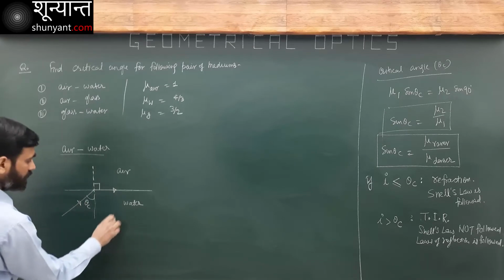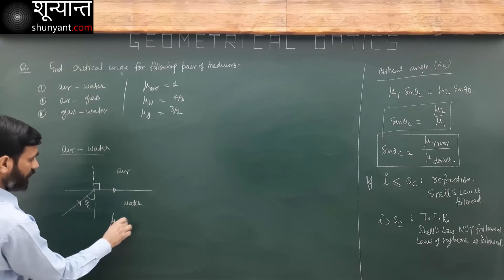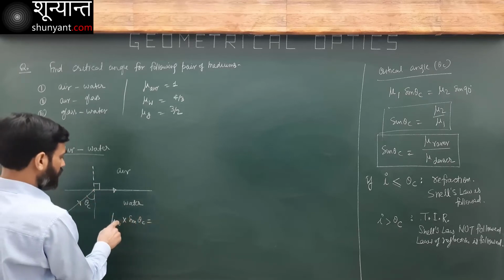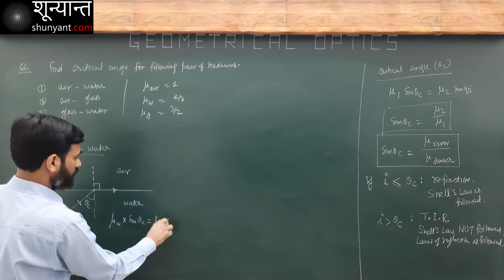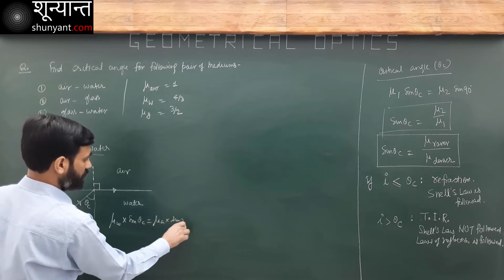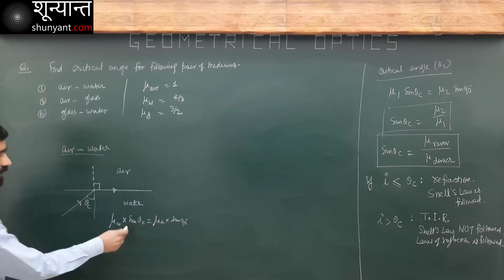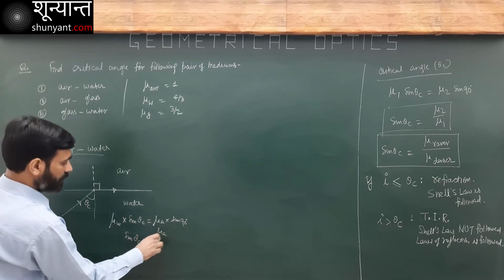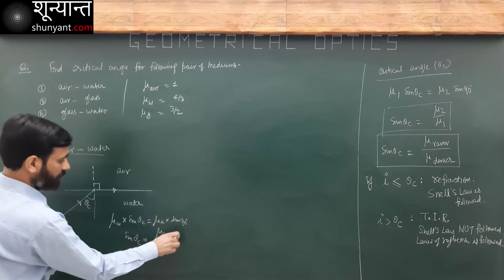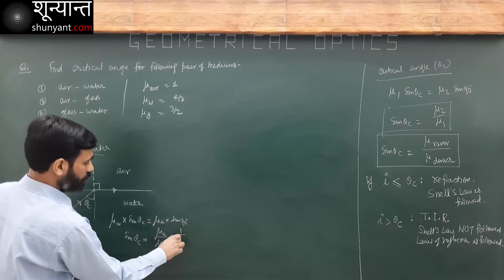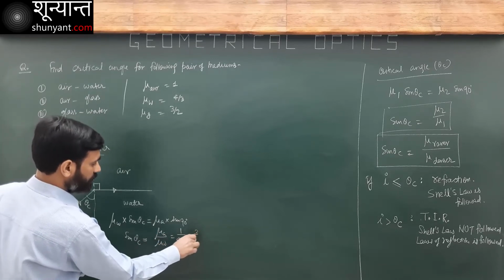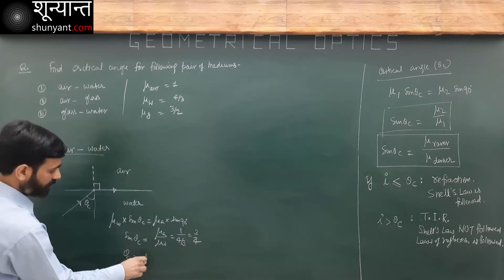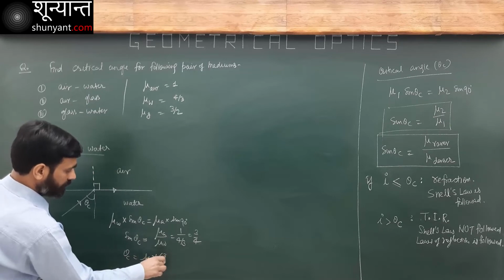I will write like this: mu water times sine theta c is equal to mu air times sine 90. That's it. I have this answer. So what is sine theta c? Sine theta c is mu air over mu water. So this is 1 over 4/3, this becomes 3/4. That's it. This is my answer. What is the critical angle? It is sine inverse 3/4.